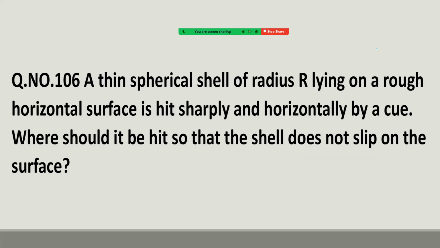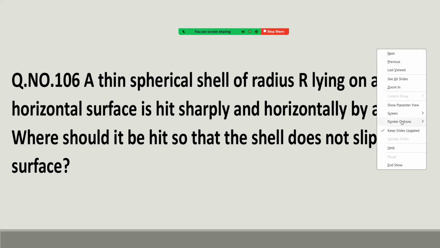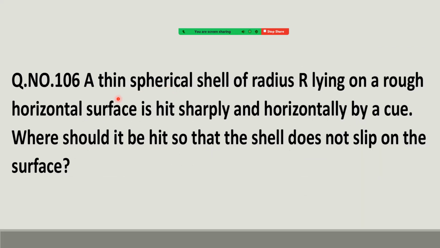See the question given. A thin spherical shell of radius r lying on a rough horizontal surface is hit sharply and horizontally by a cue. Where should it be hit so that the shell does not slip on the surface? Given it is a thin spherical shell. At what height do we have to hit? Does not slip means it rolls without slipping.